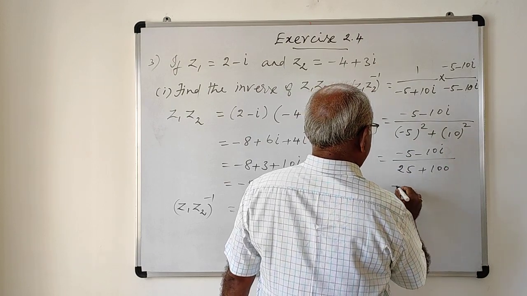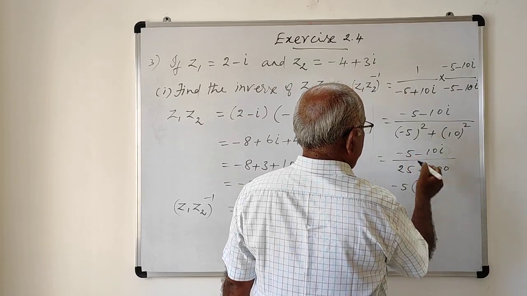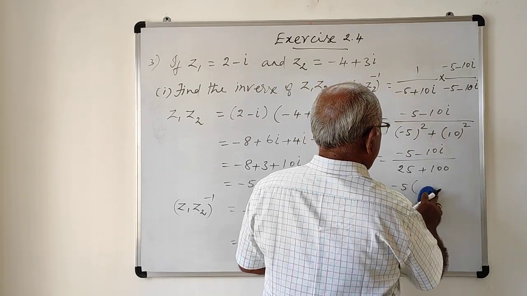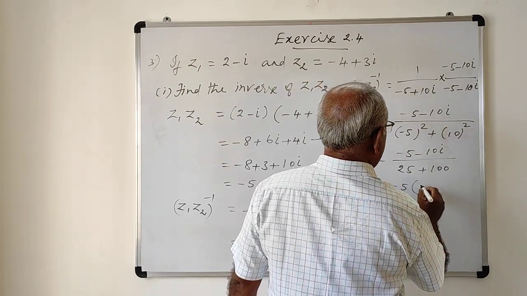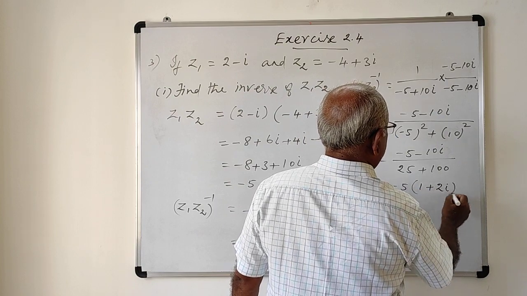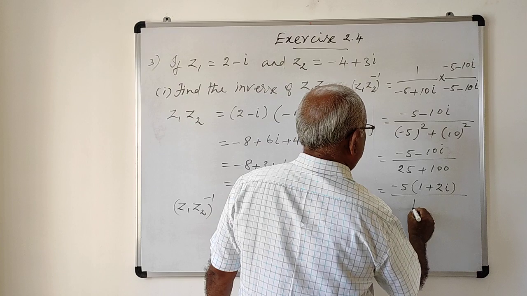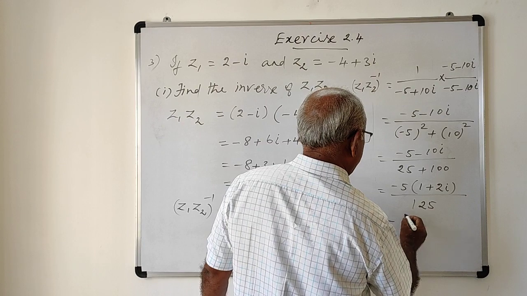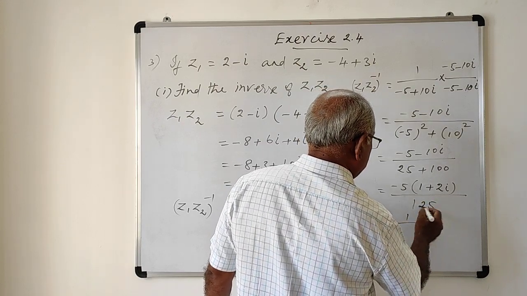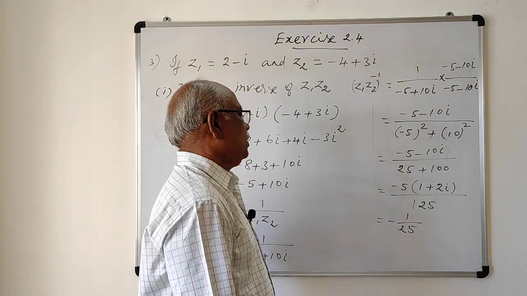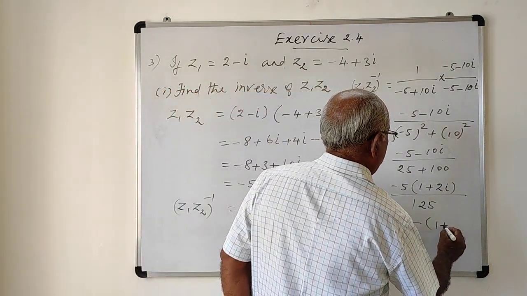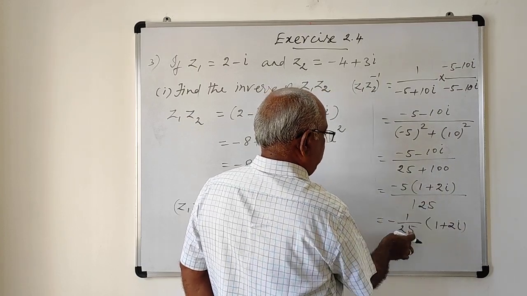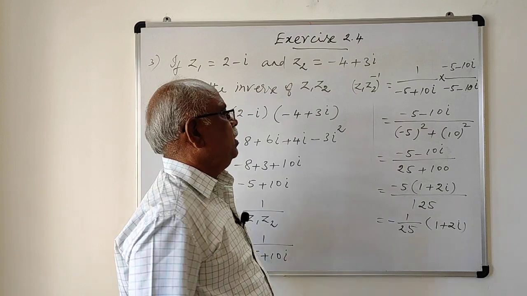That is minus 5, if you take common outside in the numerator, you will get 1 plus 2i by 125. Minus 5 by 125, you get 5 by 125. This is 5 times 25, times of 5 into 1 plus 2i. You cut by 5 both numerator and denominator. So minus 1 by 25 into 1 plus 2i.